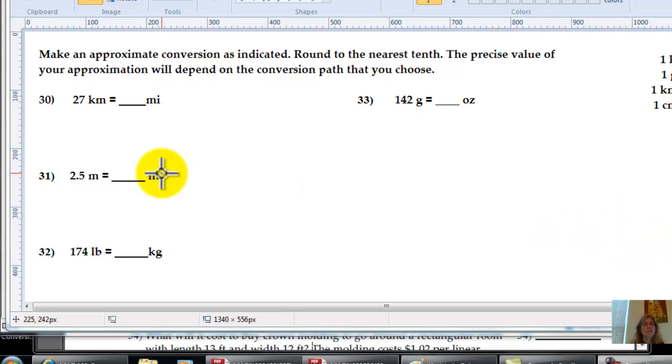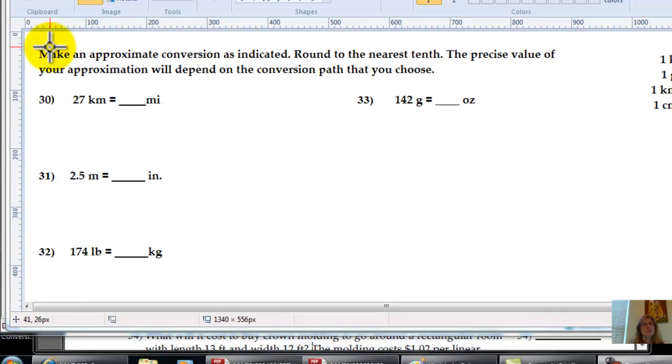Alright, these are problems 30, 31, 32, and 33 on test 5 review. And these are conversions where it's not just metric to metric or miles to feet. It's now converting metric to the U.S. standard measurement, or the other way, U.S. standard measurement to the metric system.